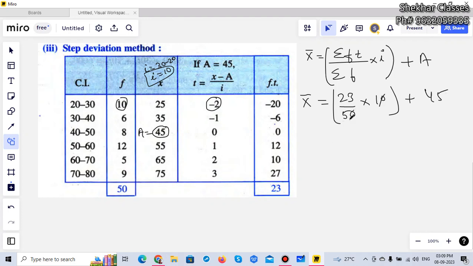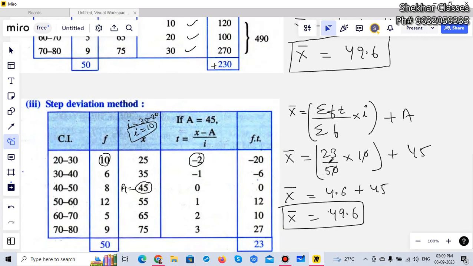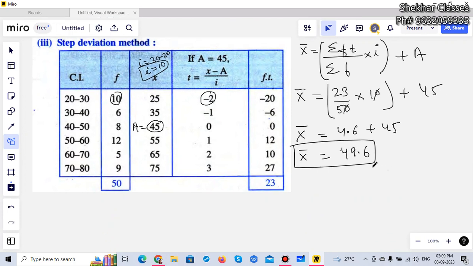So if you see, it will get cancelled here. You again get the same thing. What was it that you got? You got here 4.6, right? So 5 4s are 20, and 5 6s are 30, right? Plus 45. So that will give you what? How much? 49.6. It's the same thing that we got. See, we got it the same: 49.6, 49.6. So any method you use, you will get the same answer.